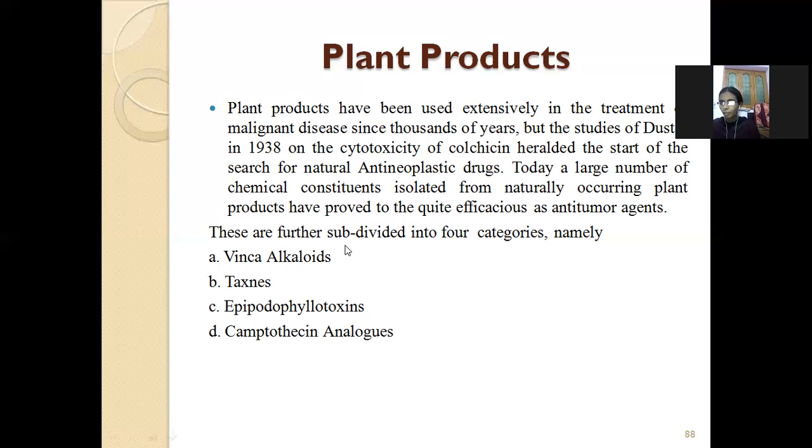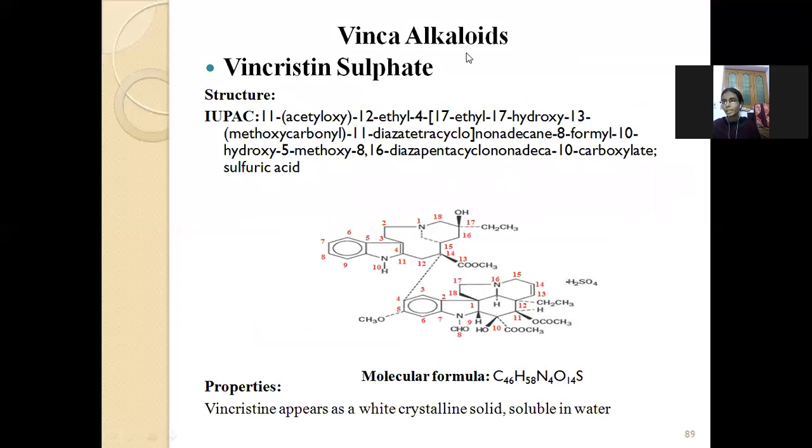It is divided into 4 categories. First is Vinca alkaloids, taxines, Epipodophyllotoxins, and camptothecin analogs. These are the 4 categories which come under plant products. Next, in Vinca alkaloids, the first example is Vincristine sulfate.